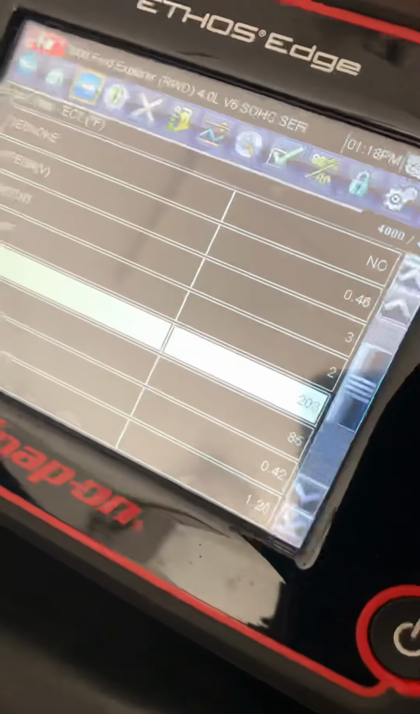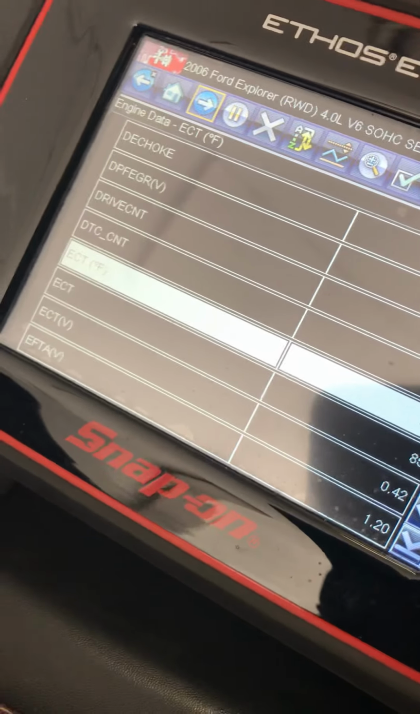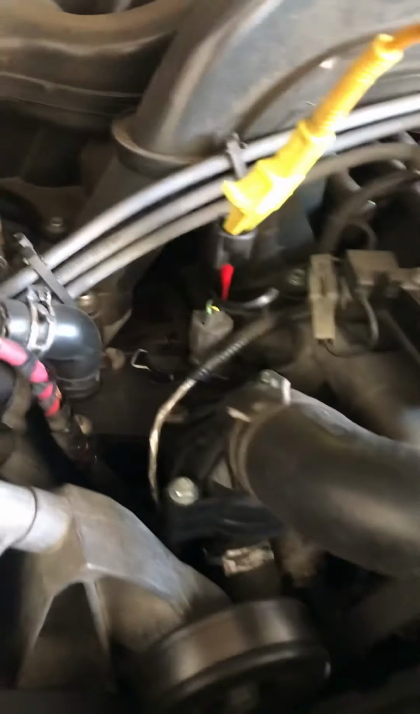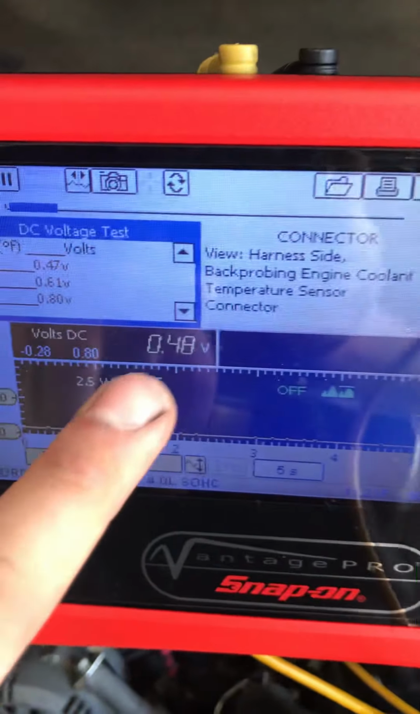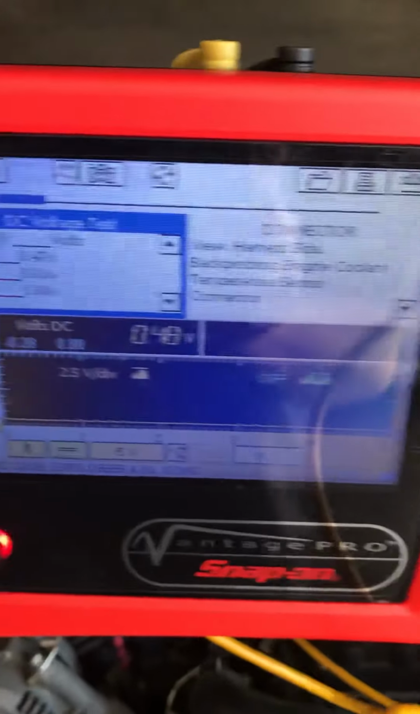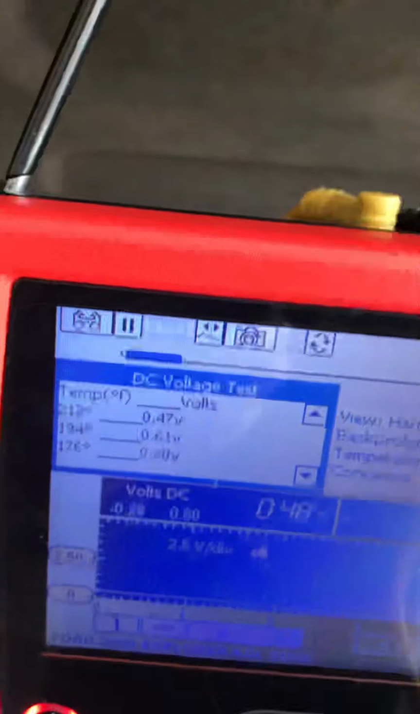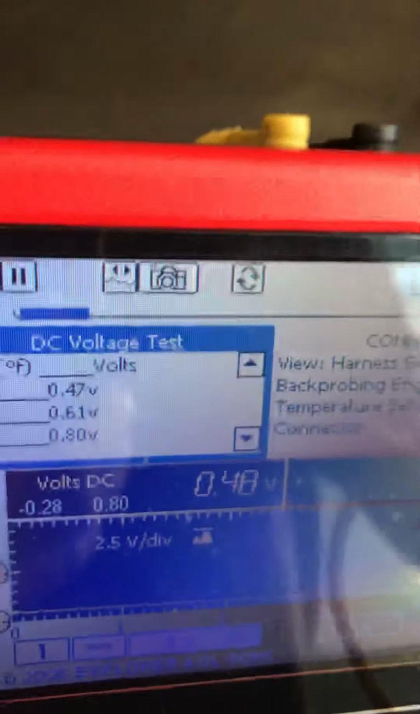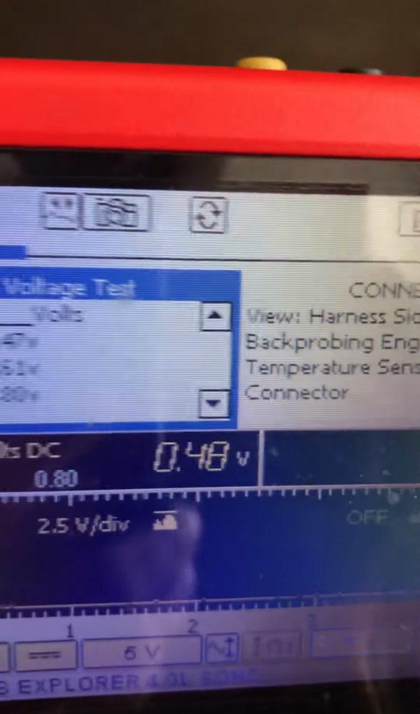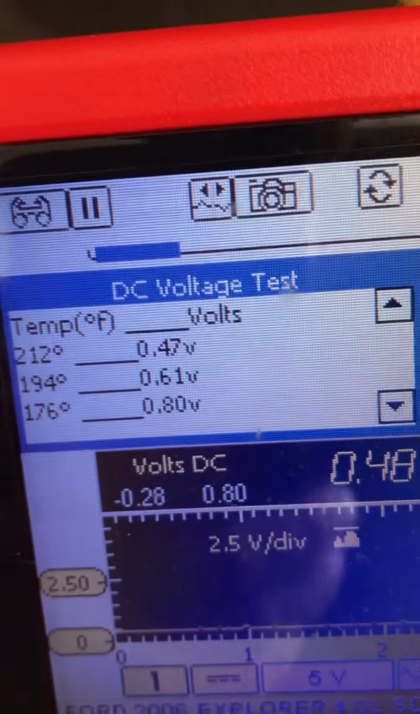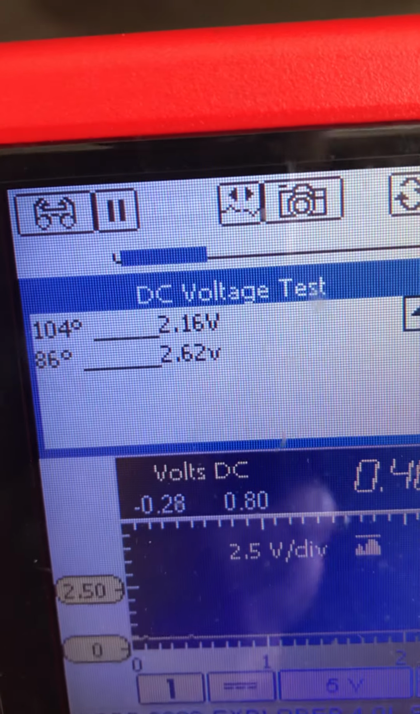Okay, so I put it there in the middle. Oh, there, 0.42. Now I've got my oscilloscope back probed to the coolant temperature sensor itself, and I'm reading 0.48 volts. It's a thermistor, so the hotter it gets, the lower the voltage drops. The colder it gets, the higher the voltage is.